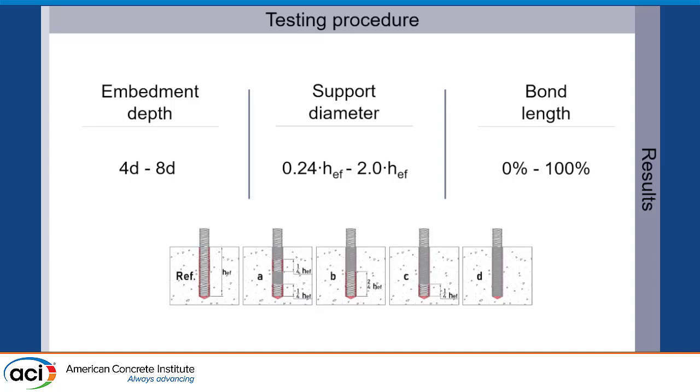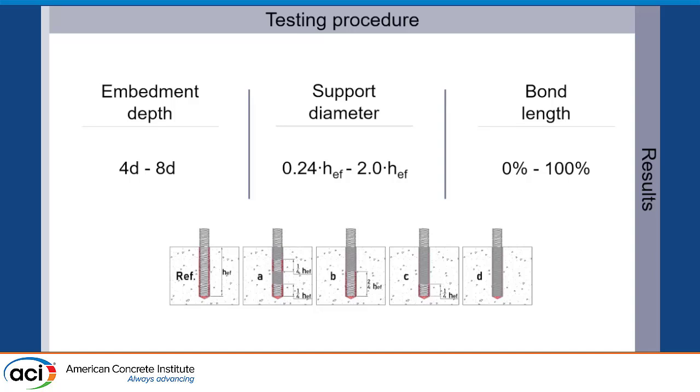In the figure here, you see the first one. We have the reference test, where the H effective and bond length are the same, so we have 100% bond length as our embedment depth. Secondly, there were configurations A and B. In this case, for configurations A and B, we had 50% bond length. However, 2 different methods were used to test them.